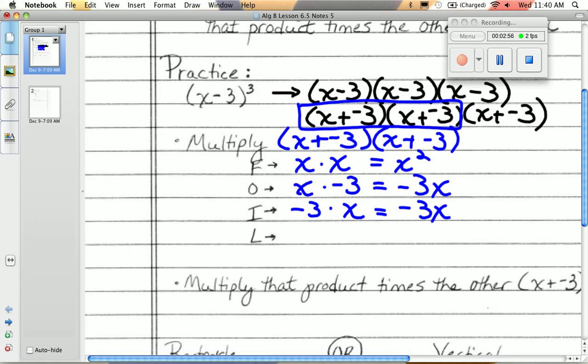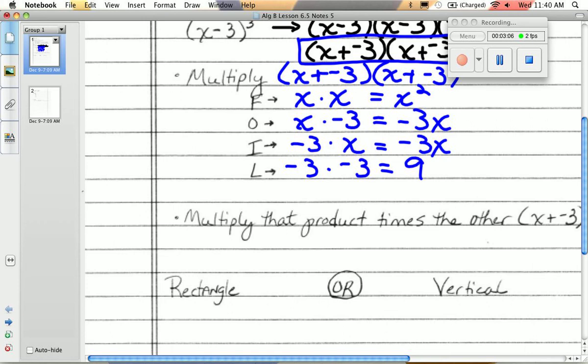And what's the L step? Negative 3 times negative 3. What's that? 9. Positive 9 or negative 9? Positive. Negative times negative is a positive. Okay. Now let's come over here and say we're going to add these two together. Be negative 6. Negative 6 what? X. Those are x's, aren't they? Okay, so our product is, we have an x squared plus a negative 6x plus 9.